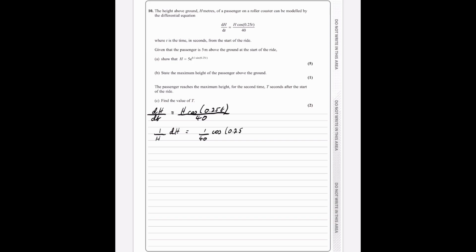And then I'm going to separate the dh and the dt. The purists amongst you will disapprove. You can't treat dh by dt like a fraction, and of course you're absolutely right. However, for the purposes of displaying a neatly elegant solution, it makes sense to do that. The integral of 1 over h is ln h. The integral of 1/40th cos of 0.25t is 1/10th sine 0.25t, plus the constant of integration plus c at the end.